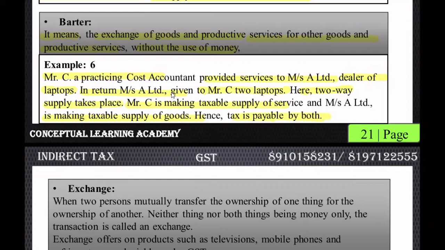Okay. So the monetary value will be assigned to both parties, and whatever GST amount is coming, both have to pay. It will be assumed as Mr. C has provided some services and received consideration, and Mr. A has sold a laptop and received consideration. Okay. These two will be separated into 2 different perspectives. Correct.